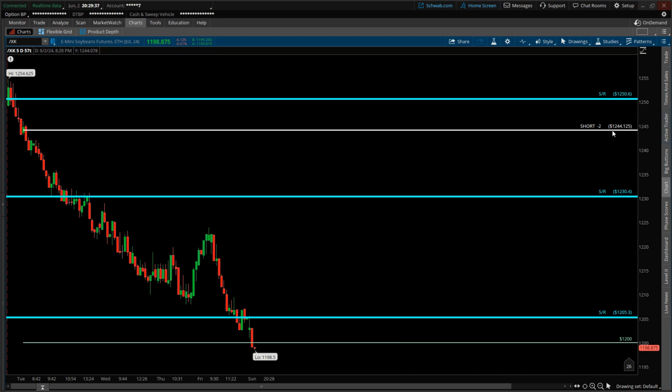So my short was at 12.44 right here, and then took it all the way down to this evening when price just hit a low of 11.98 and 50 cents. So good setup. Again, I'll provide a breakdown at the end, and until the next trade setup, I'll see you.